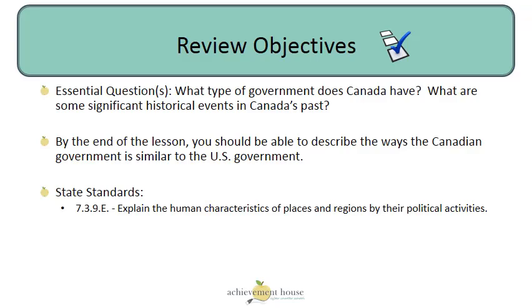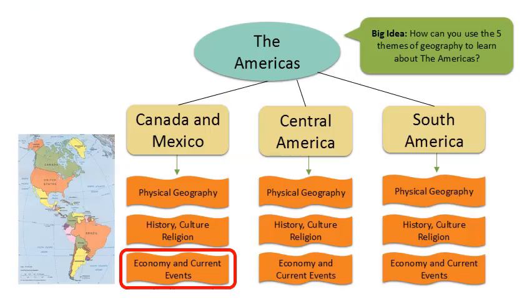Let's review our objectives. You should be able to answer the essential questions. What type of government does Canada have? And what are some significant historical events in Canada's past? In our next lesson, we'll finish our study of Canada's geography by looking at its economy and current events.